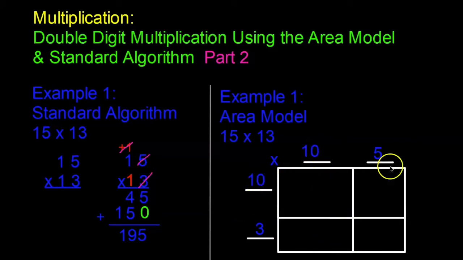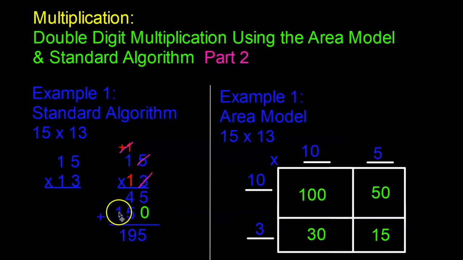And when I multiply 10 times 10, that's 100. 10 times 5 is 50. 10 times 3 is 30. And 5 times 3 is 15. And just like we added the 2 partial products here, in our area model we're going to add the 4 partial products. We can see within these 4 partial products the same information within these partial products over here.